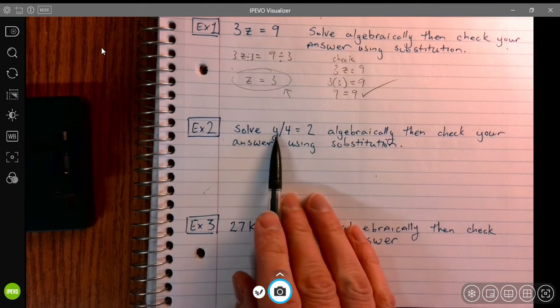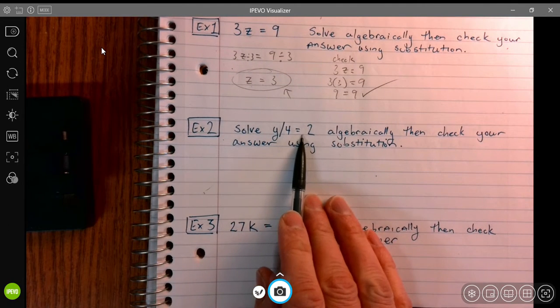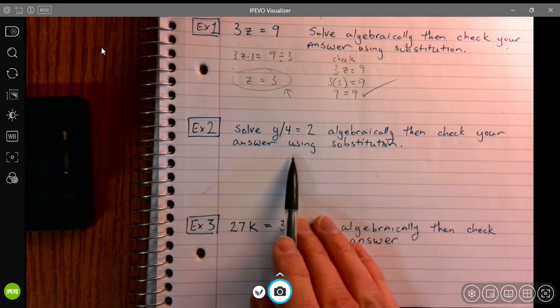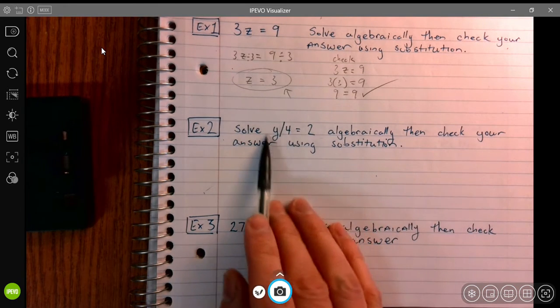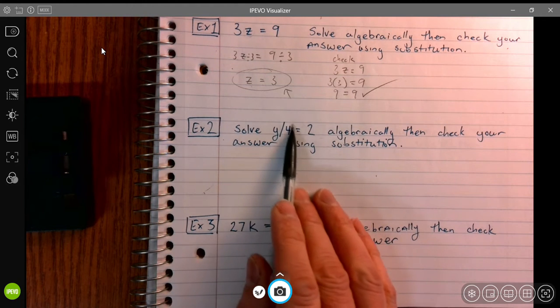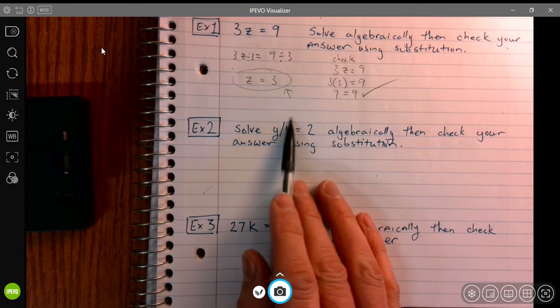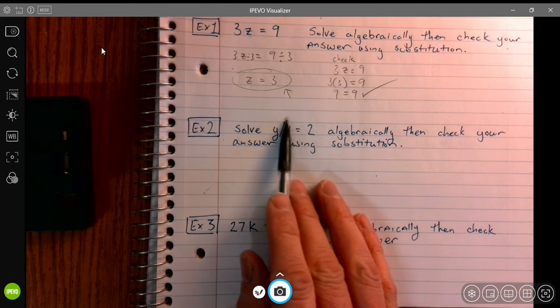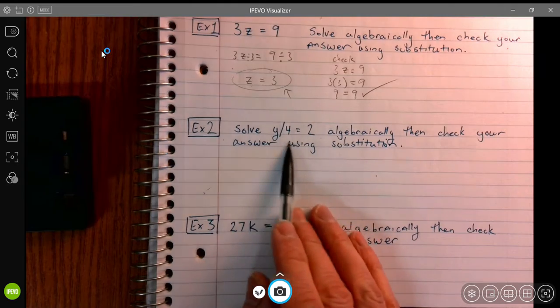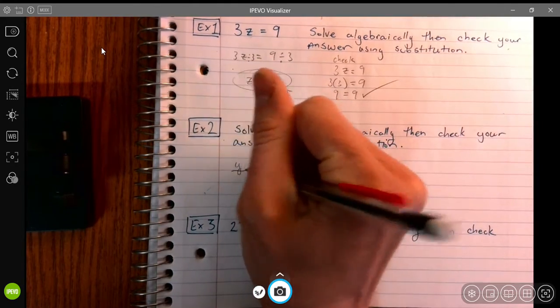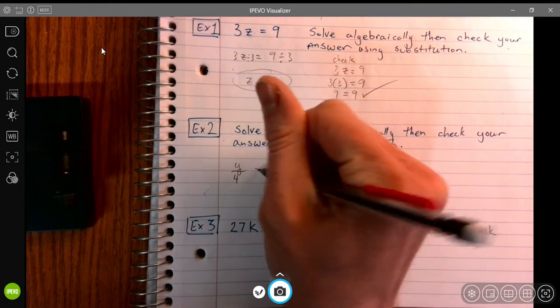Solve y over 4 equals 2 algebraically, then check your answer using substitution. Now I wrote my y over 4 like this because that's how it's going to look on your Google form, right? I can't write it as a fraction. It just kind of looks like this. Fractions look like this on Google form. So what this would actually look like, if I rewrote it, is y over 4 is equal to 2.